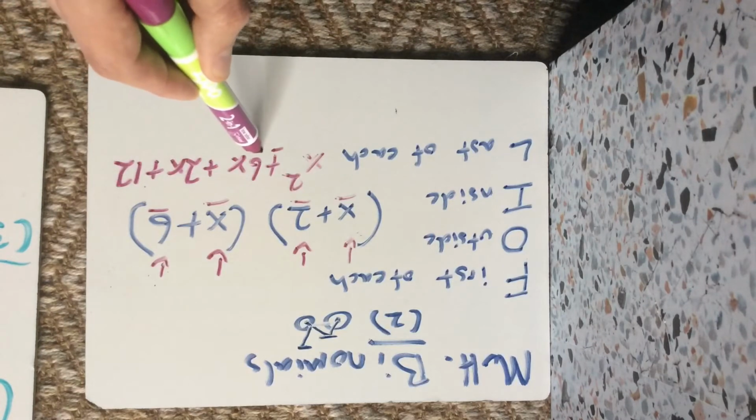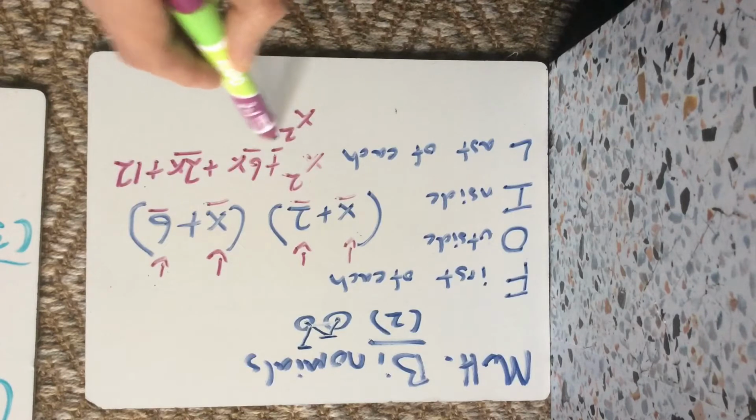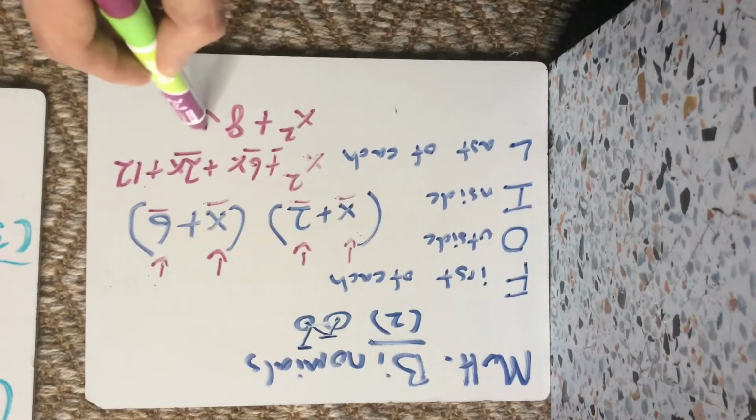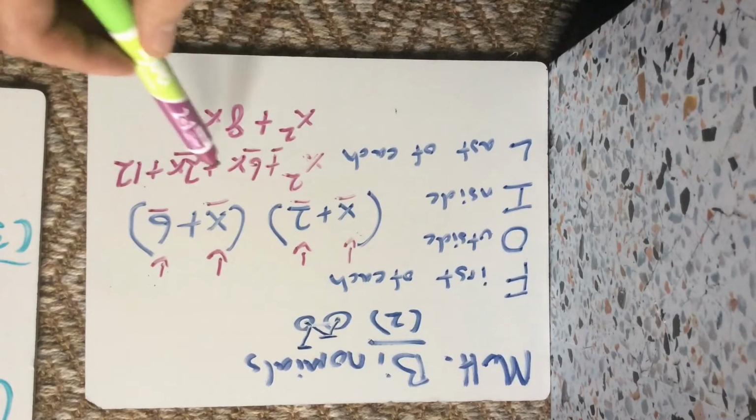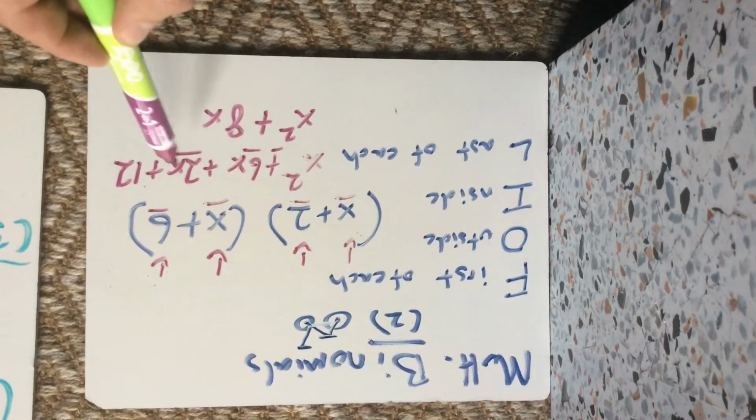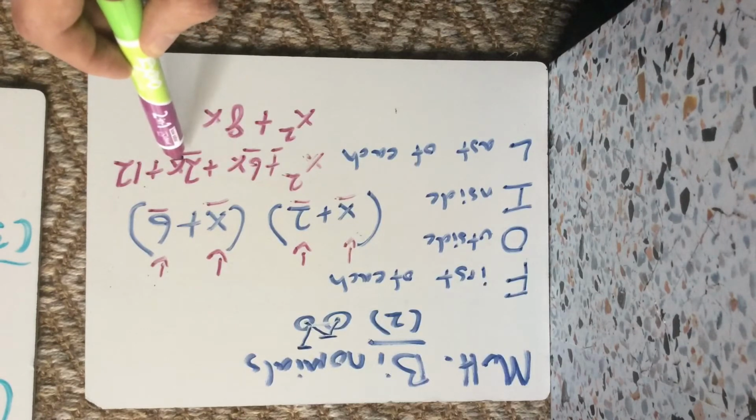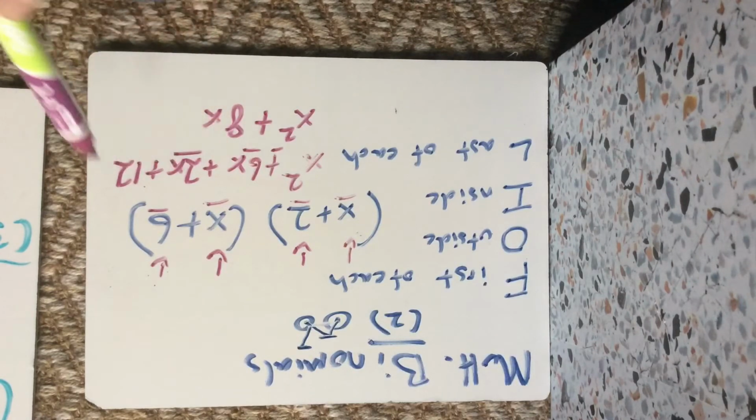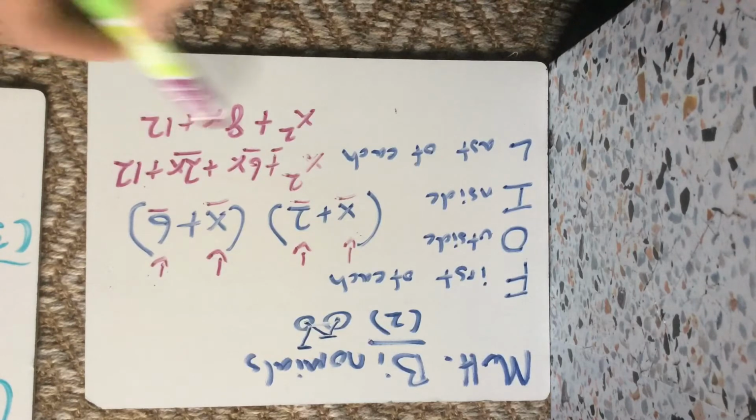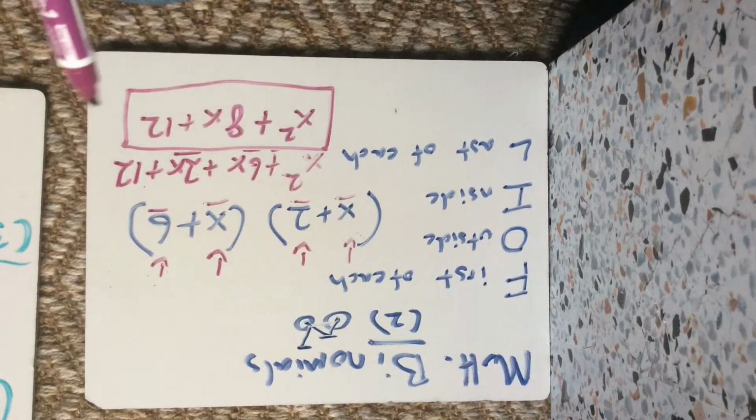Remember my last step, always add like terms. So 6x plus 2x is going to give me 8x, not x squared. Remember, you only square when you're multiplying. When you're adding, you add the coefficients and leave the variables. So that's not being multiplied, so it's not x squared plus 12. Now I've added like terms, so now I have my answer. So this is called the FOIL method for multiplying binomials.